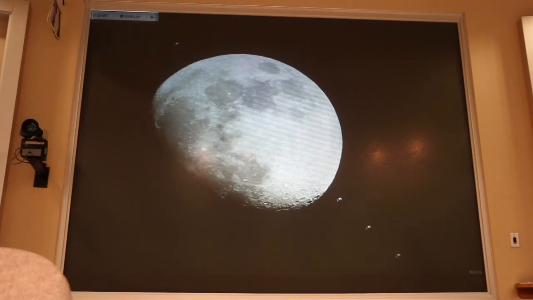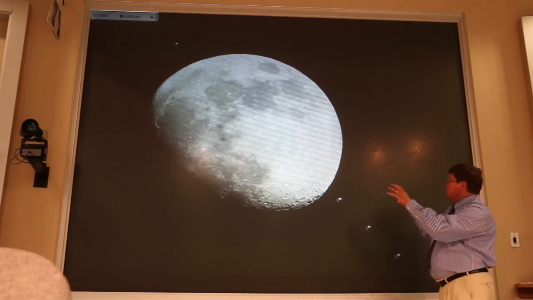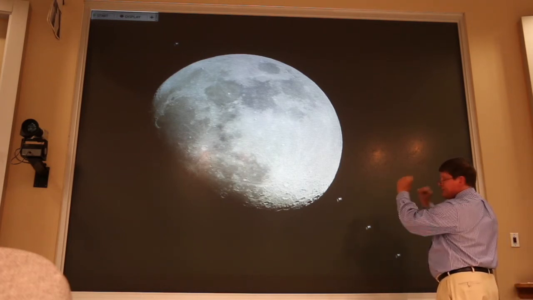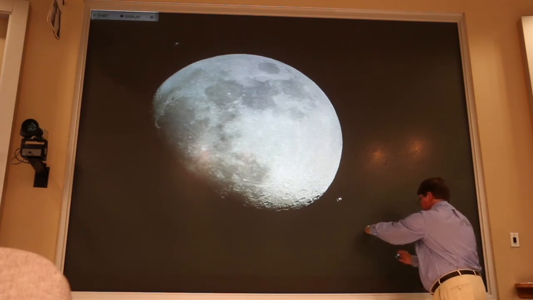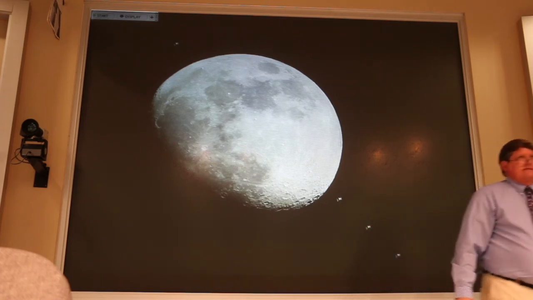Okay. But you can see that this is a strobe photograph, and you can see that with equal intervals of time, we're covering equal distances.